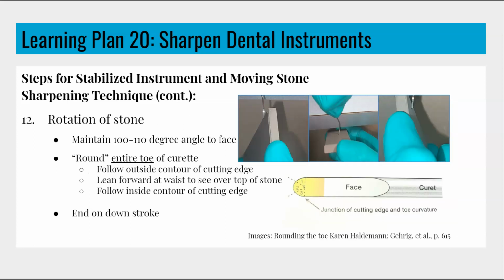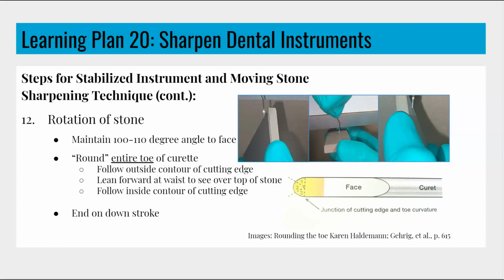Begin with an upward stroke and always end on a downstroke to remove metal burrs from the cutting edge. Rotate the stone as you maintain a 100 to 110 degree angle of the stone to the face throughout the sharpening process. Begin at the outside surface of the cutting edge, rotate the stone around the toe while maintaining the 100 to 110 degree angle. By leaning forward at your waist, you can see over the stone.